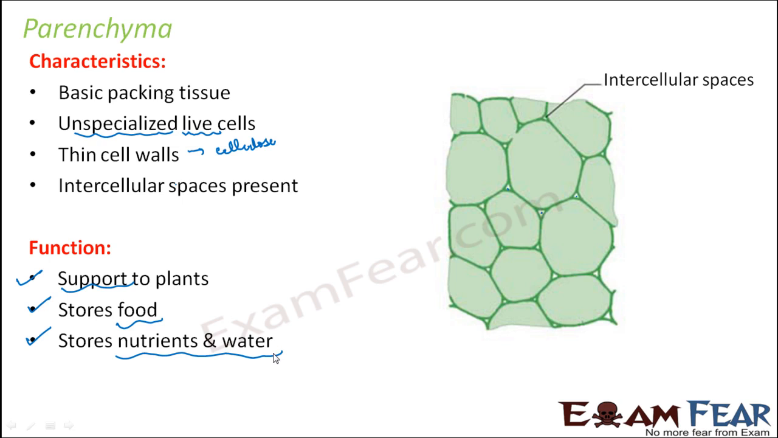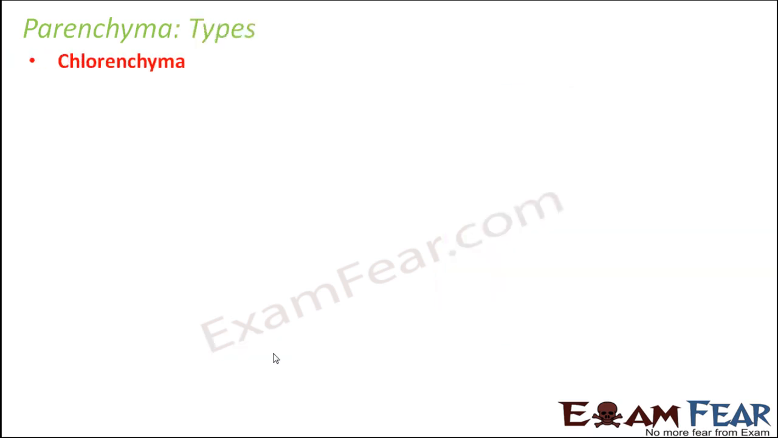Now if I say, where do we find these tissues? They can be found in many different places, like the internal layers of leaf or the internal layers of stem and root, and that is why it is called packing tissue. So everywhere inside you want to stuff something, that is parenchyma there.